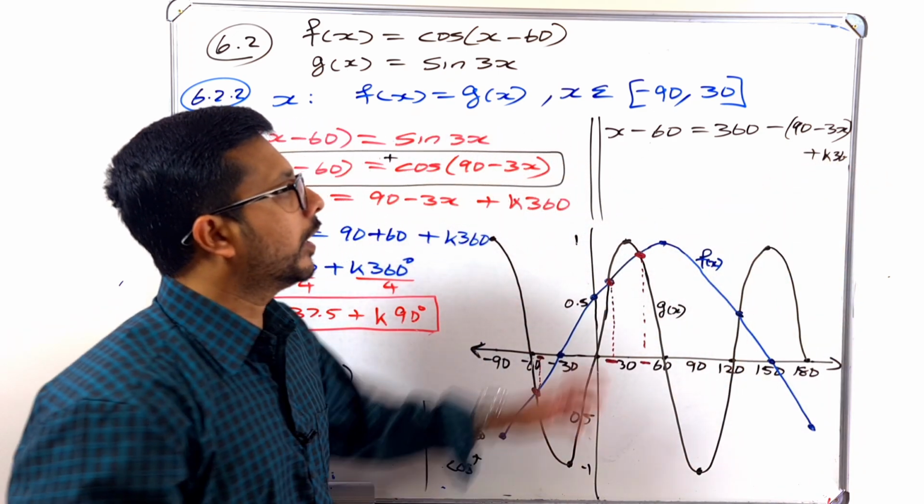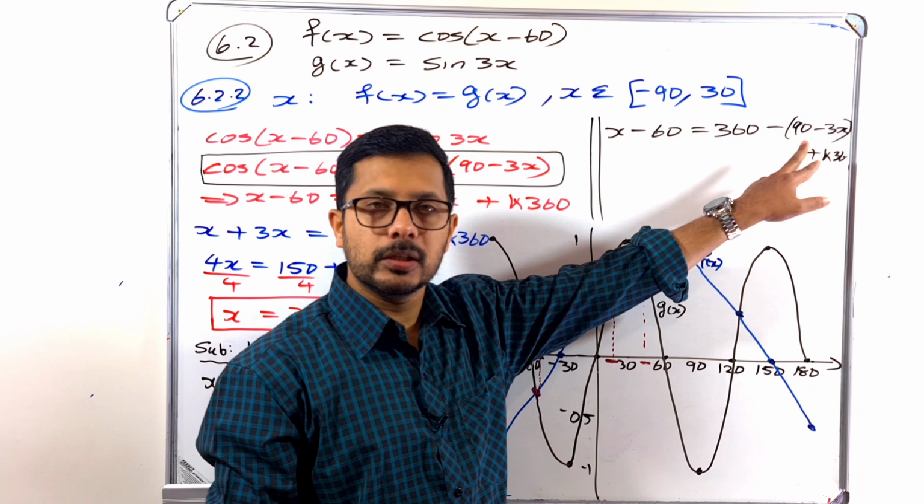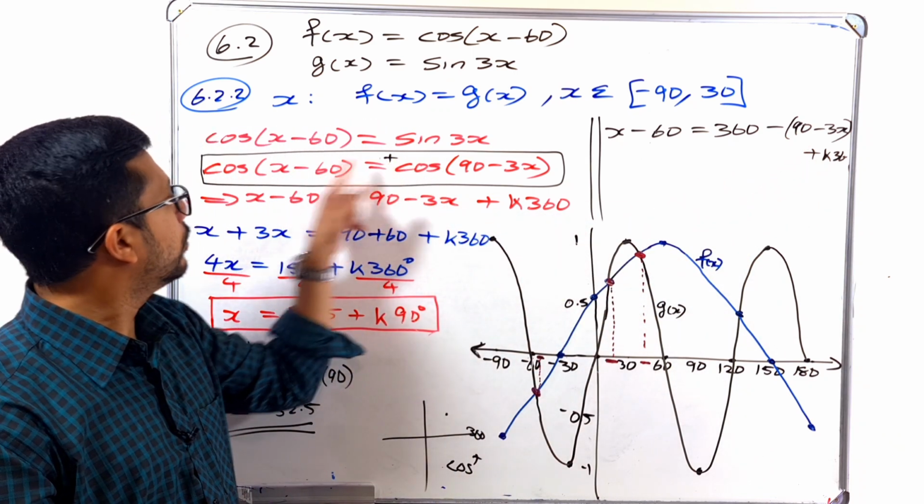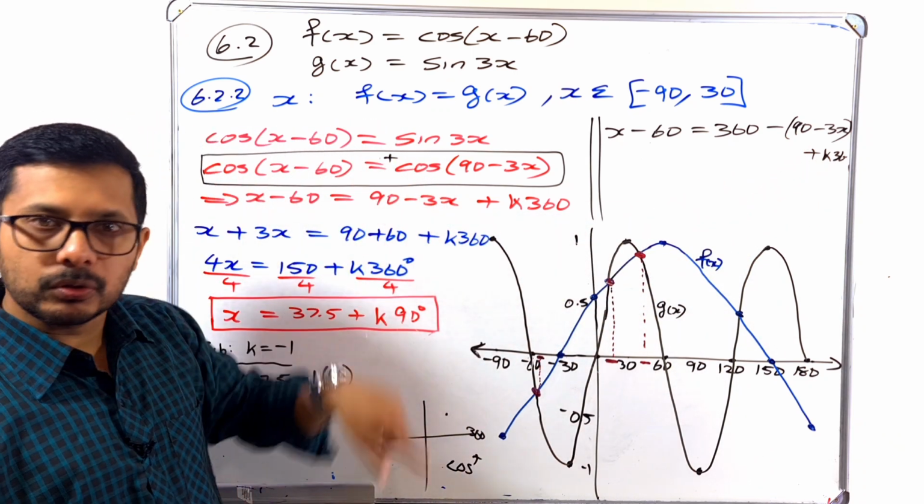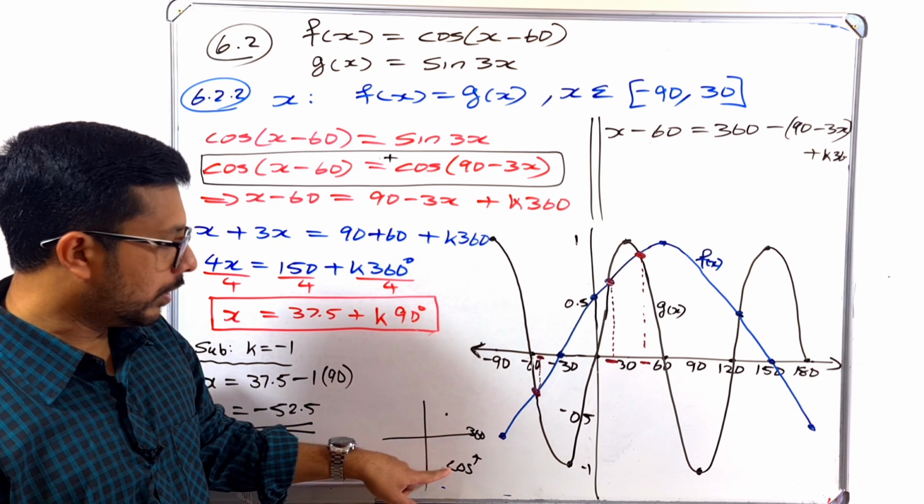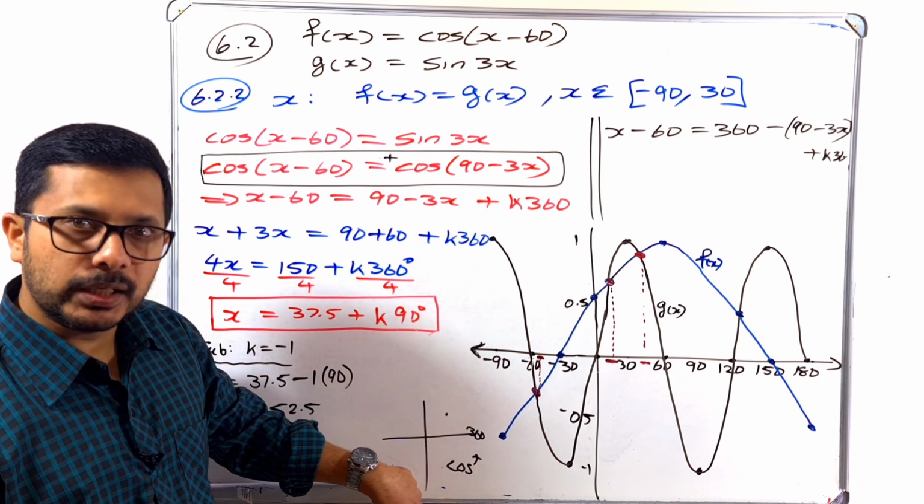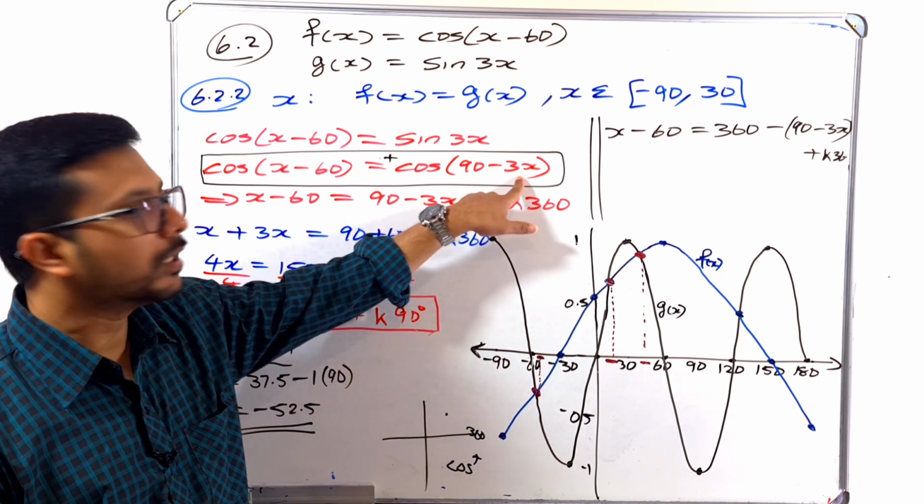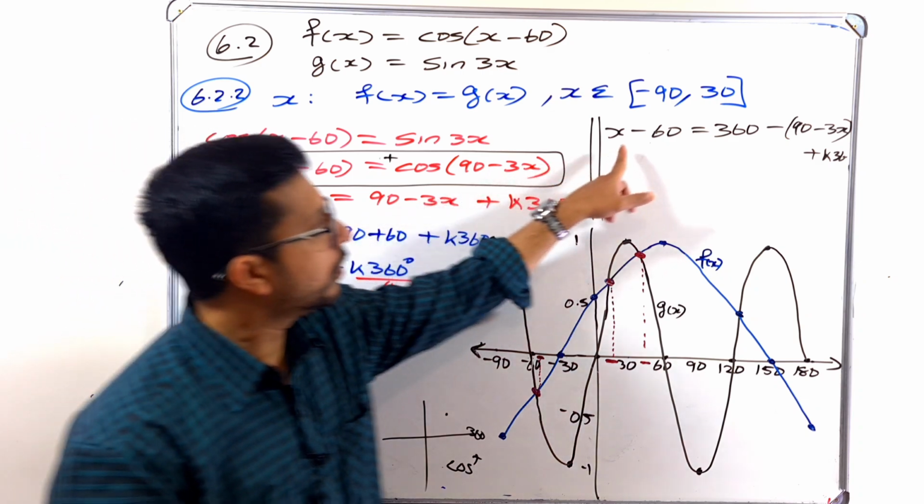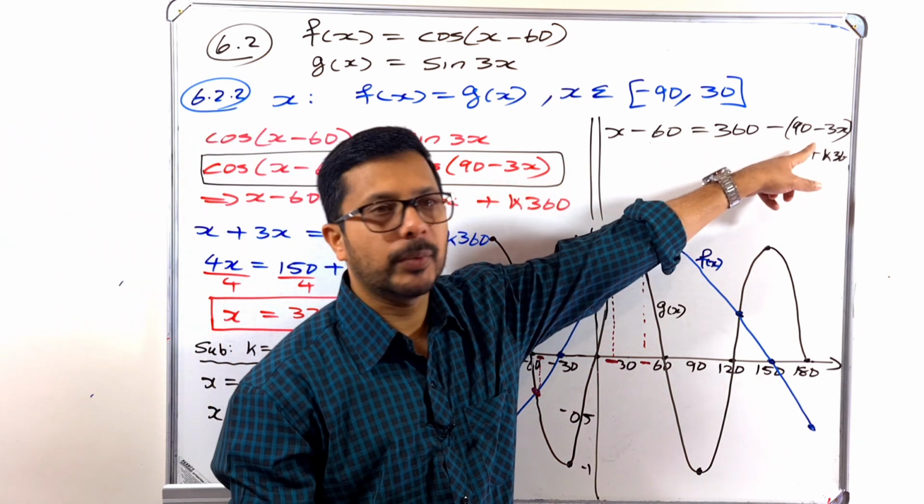Okay, so why did I write 360 minus? Because cos is positive in the fourth quadrant also. Okay, fourth quadrant, how can you write? 360 minus that angle, here it is 90 minus 3x. So x minus 60 is equal to 360 minus that angle.